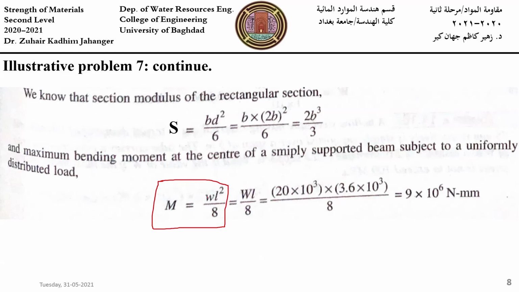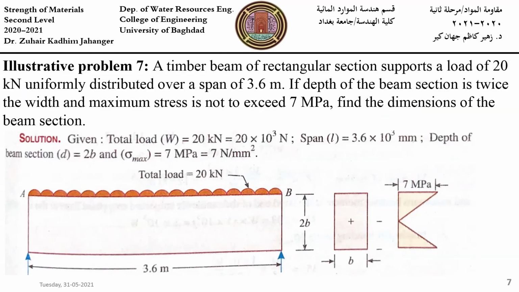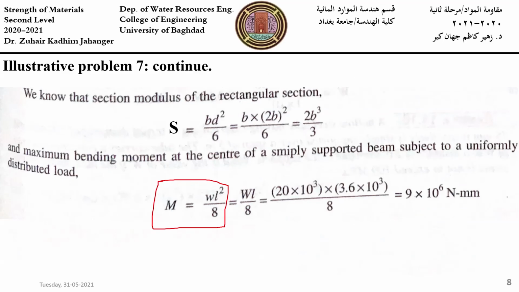This is the w kilonewton per meter as given here. Okay, the small one. And the total is as given here, sorry, 20 kilonewton WL. Okay, equals 9 times 10 to the power 6 Newton millimeter.